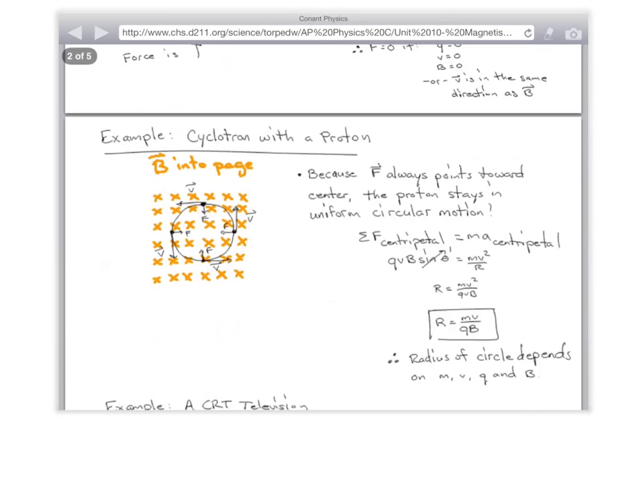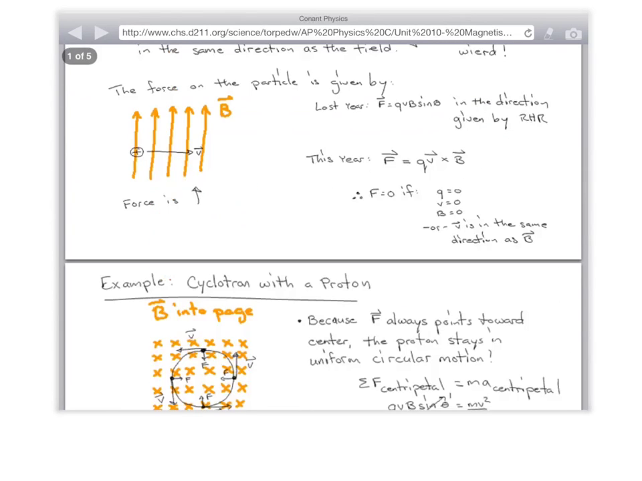All right, so here's the actual mathy part of it. We know from last year the force was qv cross B. Now, we also know that a cross product is nothing more than qvB sine theta, and then you use the right-hand rule to get the direction of the force. All right?